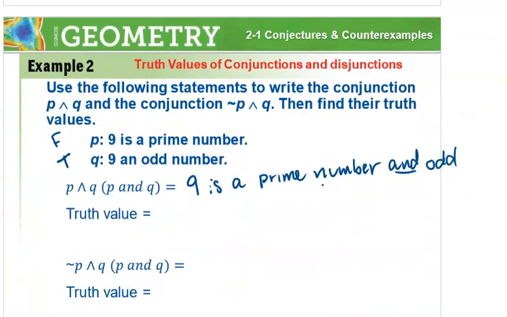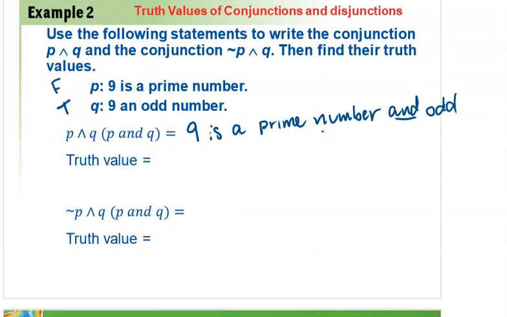So correct that if you would. All right, so for this one, the conjunction is 9 is a prime number and odd. Well, this is false for P. It's true for Q. So the truth value of this is both of them have to be true in order for this to be true. So that would be false.